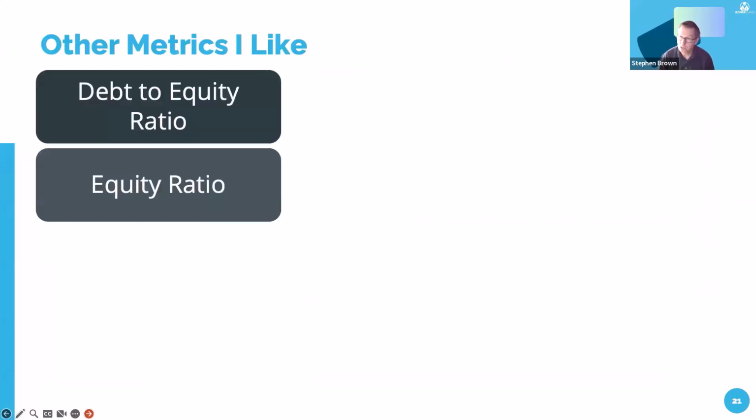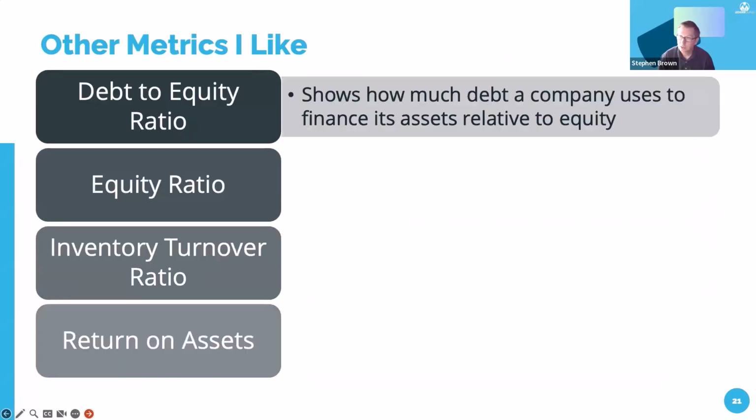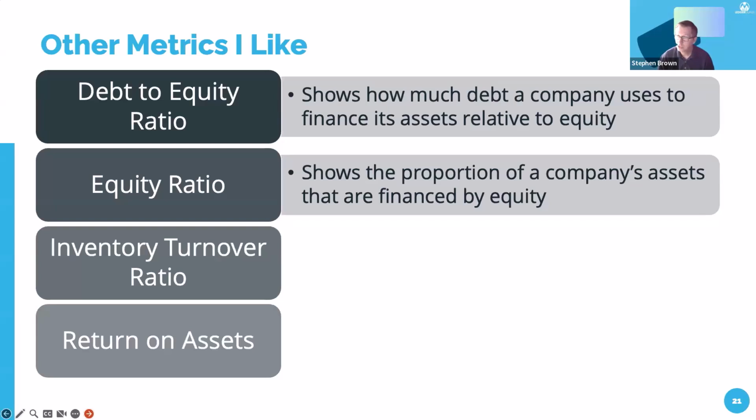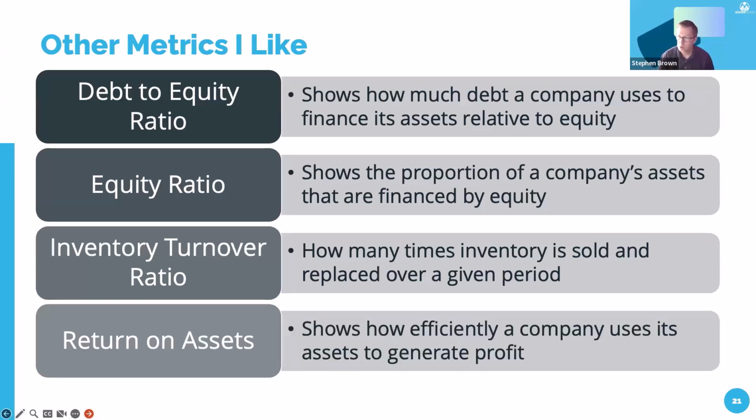Okay, other metrics I like that I use situationally: debt to equity ratio, inventory turnover ratio, return on assets. The first one shows you how much debt a company uses to finance its assets versus equity. The second one shows you the performance of assets that are financed by equity versus debt. Kind of the same thing. Inventory turnover is how many times inventory is sold and replaced over a given period. The faster you're selling inventory, the more efficient you are. Return on assets shows how efficiently your business is generating profit.